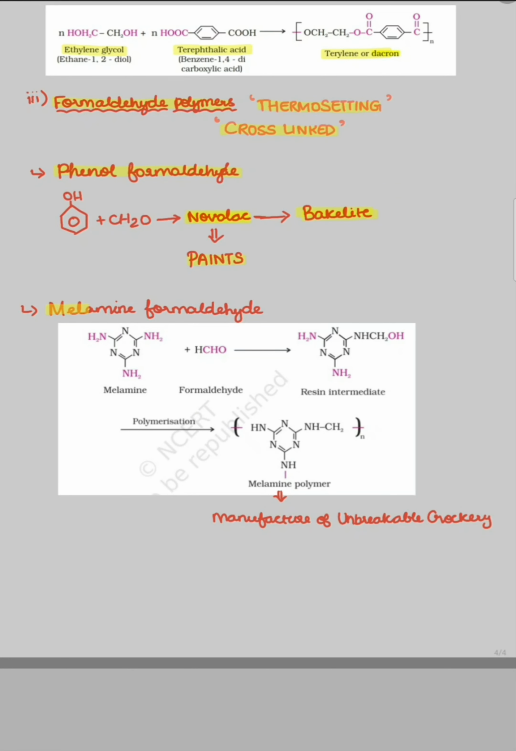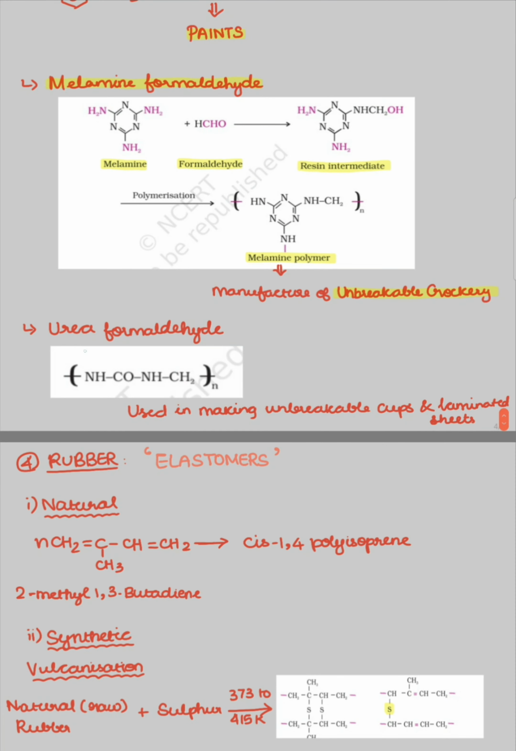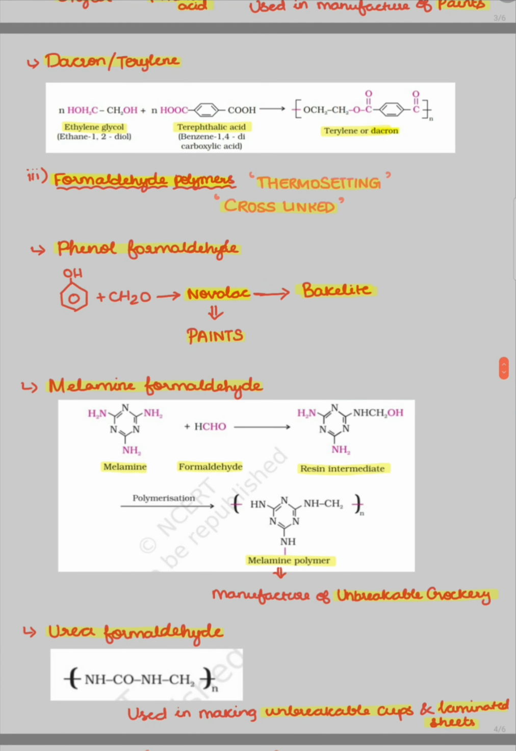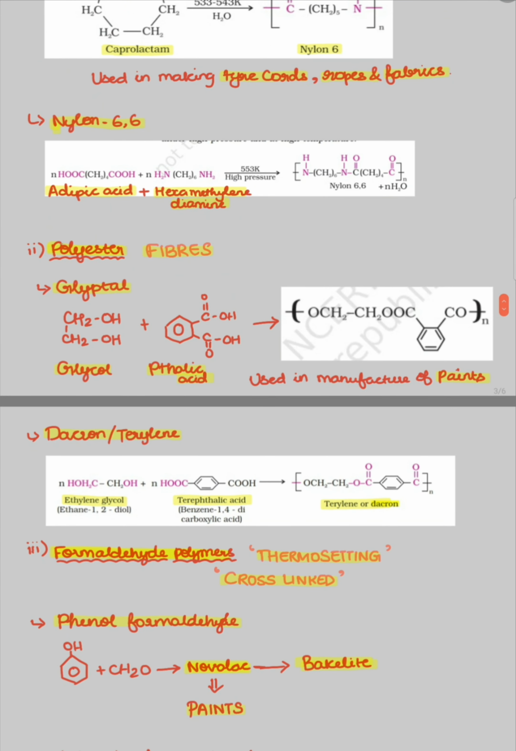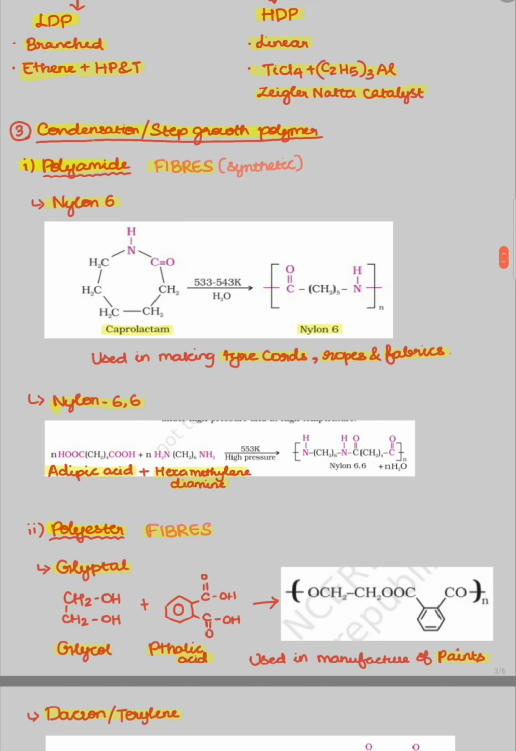Another polymer which is obtained from formaldehyde is melamine formaldehyde. So melamine with formaldehyde forms a resin intermediate, and this on polymerization will give melamine polymer. This melamine polymer is used in manufacture of unbreakable crockery. Crockery means those like plates, bowl or dishes. Next is urea formaldehyde. Urea formaldehyde is used in making unbreakable cups and laminated sheets. So these formaldehyde polymers, polyesters, polyamides all belong to condensation or step growth polymers.